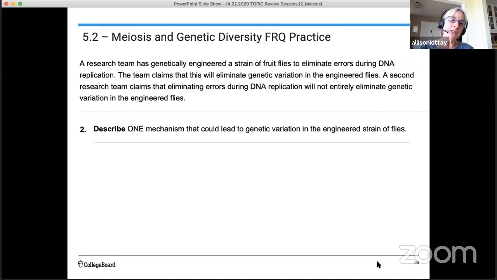Okay, another practice with diversity. So a research team has genetically engineered a strain of fruit flies to eliminate errors during DNA replication. The team claims that this will eliminate genetic variation in the engineered flies. A second research team claims that eliminating errors during DNA replication will not entirely eliminate genetic variation in the engineered flies. Describe one mechanism that could lead to genetic variation in the engineered strain of flies. Okay, so I gave you the top 3, but there's actually more. So you only need to pick one mechanism. So think about that, and let's look at the scoring guidelines.